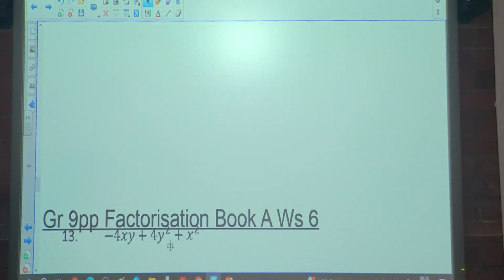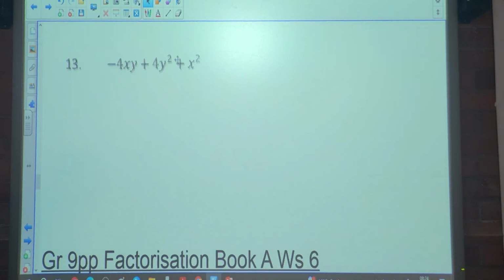Look at the next one. So hang on. We're spicing up our life here, no? What's different from this sum compared to what we've dealt with before? First term is negative, yes? What else do you notice? Yeah, the squares are the second and third term.